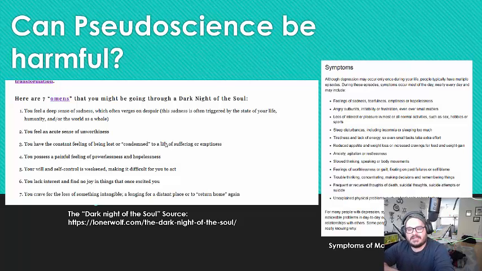Feelings of sadness, tearfulness, emptiness or hopelessness, anger outbursts, irritability or frustration, even over small matters, loss of interest or pleasure in most normal activities such as sex, hobbies, or sports, sleep disturbances including insomnia or sleeping too much, tiredness and lack of energy, so even small tasks take extra effort, reduced appetite and weight loss or increased cravings for food and weight gain, anxiety, agitation, and restlessness, slowed thinking, speaking, or body movement, feelings of worthlessness or guilt, fixating on past failures or self-blame, trouble thinking, concentrating, making decisions, and remembering things, frequent or recurrent thoughts of death, suicidal thoughts, suicide attempts, or suicide, and unexplained physical problems such as back pain or headaches.